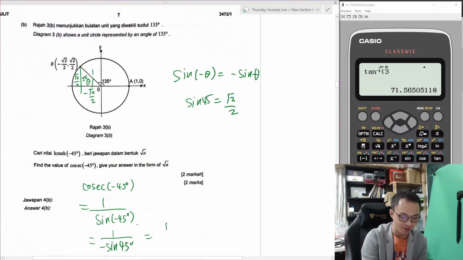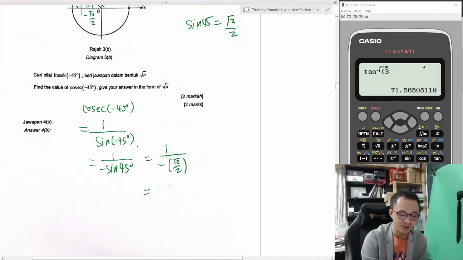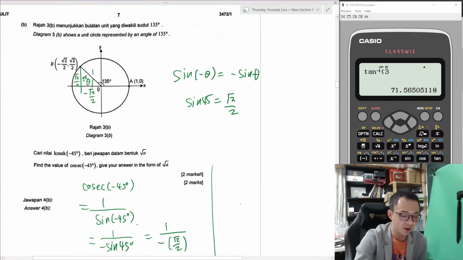Then you sub this value into here, also can. Or you can straight away find the negative angle, also can. Both should lead you to the same answer. So if you do it like this, one should be negative 2 over square root 2. You times square root 2 over square root 2. Then you should get 2 at the bottom. So you should get negative square root 2 as your final answer.